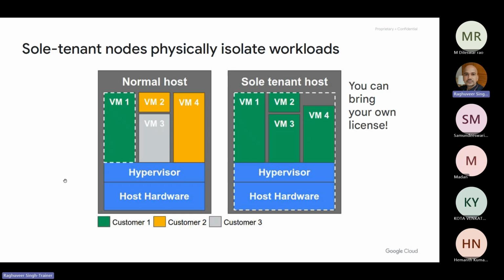You can see here a normal host. On a normal host, you will have three customers, blue, yellow, and gray, all using virtual machines. One customer has one virtual machine, another has two, and another has this one. But if you go for a sole tenant host, which is dedicated hardware, only one customer is running all the virtual machines, which is customer 1. You can also bring your own license. For sole tenant, you can use your own virtual machine OS license. You can also use your VMware or Hyper-V virtualization license here.